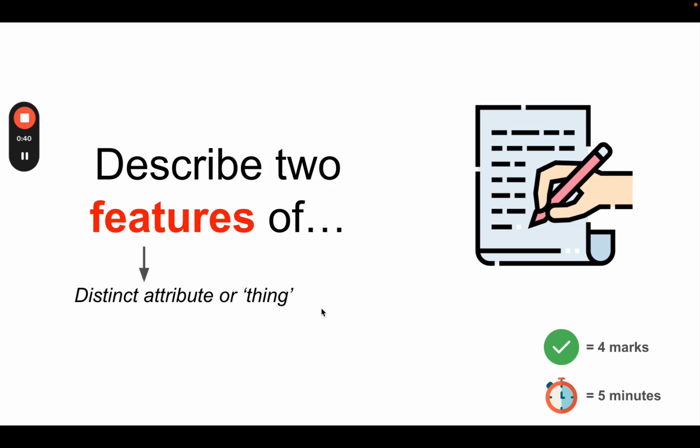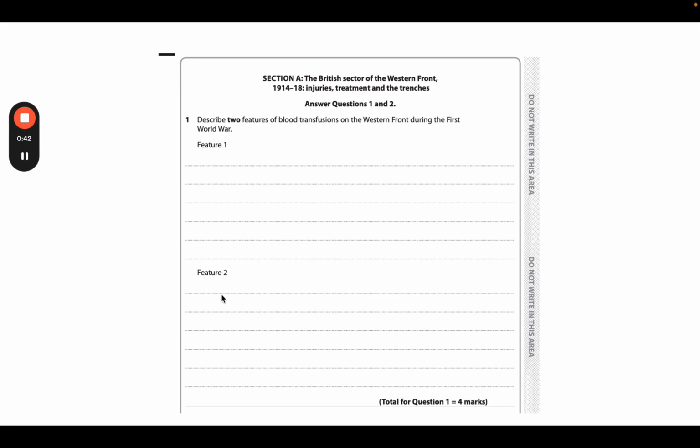And like any 4 mark question, you will not be expected to write a lot. As you can see in the exam paper here, they only give you 5 lines per section. And really, you shouldn't be writing more than 2 sentences per feature.